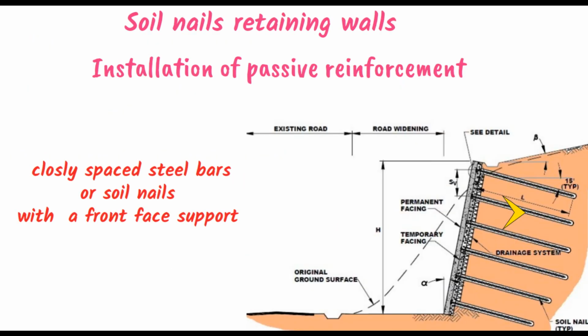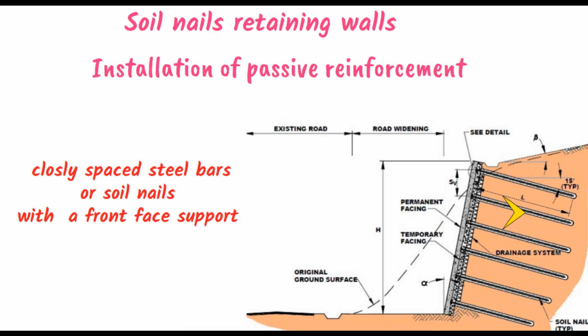Next is the soil nail retaining wall. This is the installation of passive reinforcement. This is a particular drawing of a soil nail system. The nails are driven or drilled in place, and no grouting is done for driven nails, but grouting is done for drilled nails, and these are the nails.